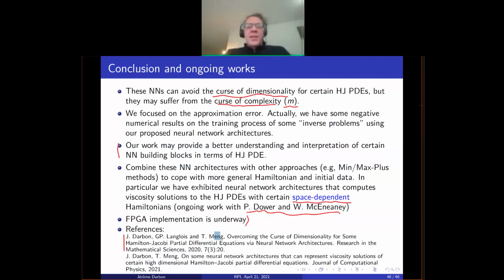I didn't present here some numerical results in terms of speed involving FPGA, because we didn't finish the implementation yet, but hopefully we'll be able to do that over the summer. And these are the 2 references in which you can find more details about the material that I covered here today. Thank you very much.